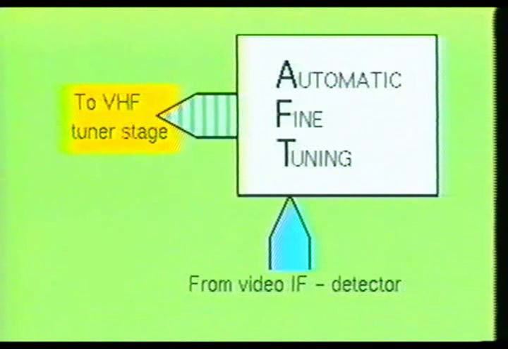The output of the AFT stage is then fed into the VHF section. The signal actually goes to the VHF tuner oscillator circuit, where it is used as a correction voltage to change the frequency of the oscillator circuit, so that the tuner is forced to lock in on the best possible reception of the incoming signal. This then allows the automatic fine-tuning stage to control the fine-tuning within the television receiver.